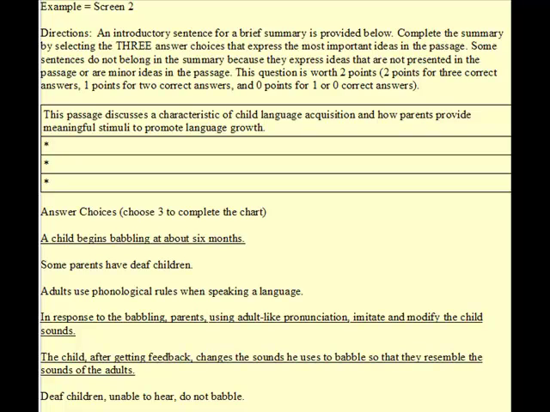The remaining answer choices are incorrect because they are either unimportant details or untrue. The statement that some parents have deaf children and the statement that adults use phonological rules when speaking a language are true, but are not major supporting points in the passage. The statement that deaf children, unable to hear, do not babble is simply untrue.